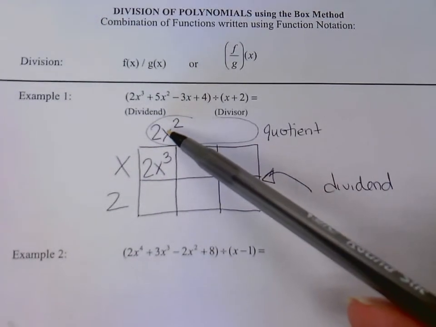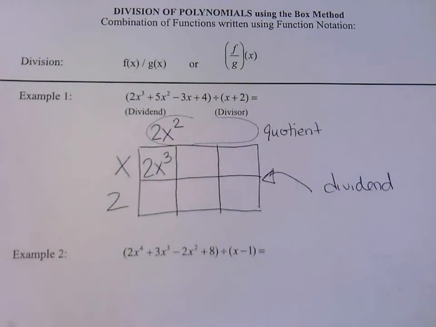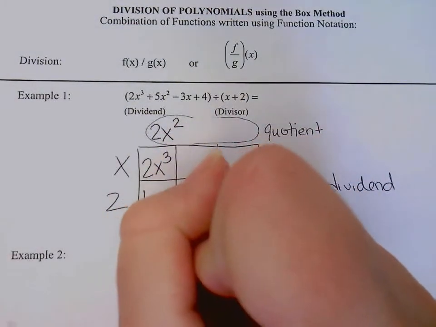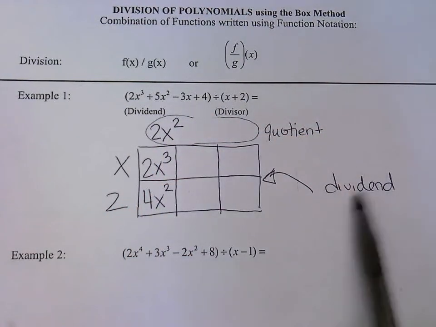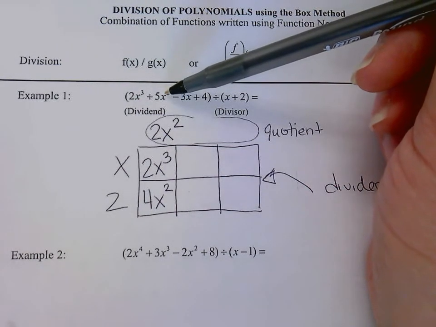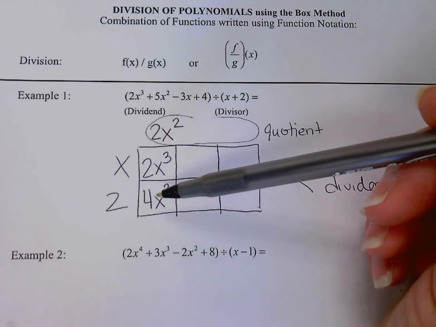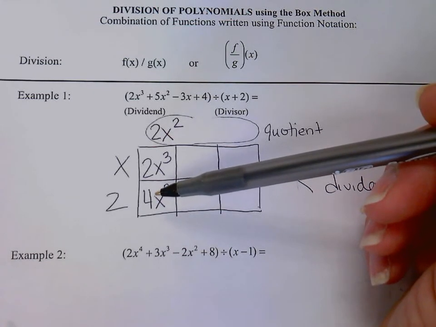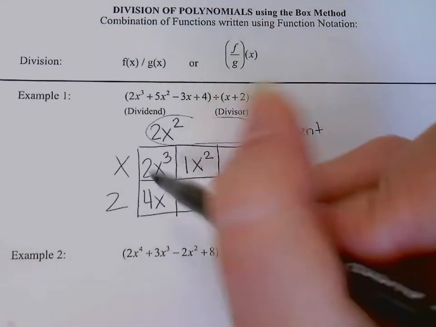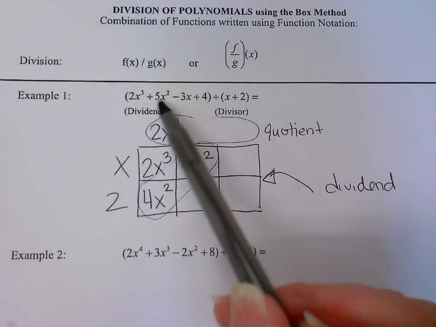So your next step is to take your 2x squared times 2 to get this next box. So what would go in that bottom box? 4x squared, right? So we want our dividend to end up in here. How many x squareds are in our dividend? 5x squared. We currently only have 4x squared. So how many more x squareds do we need? One of them. So you're going to put 1x squared so that these two boxes together add up to the 5x squared that's in your dividend.